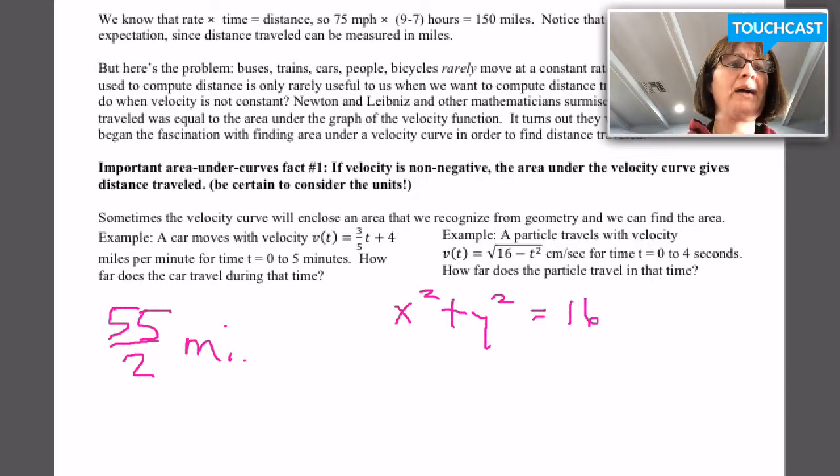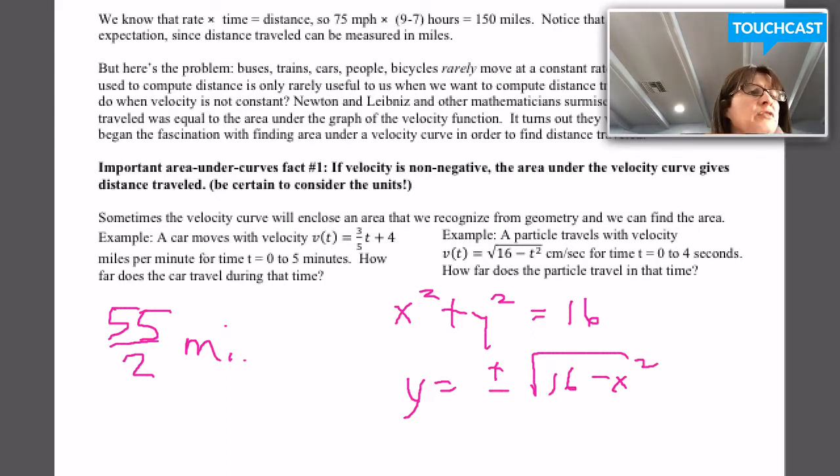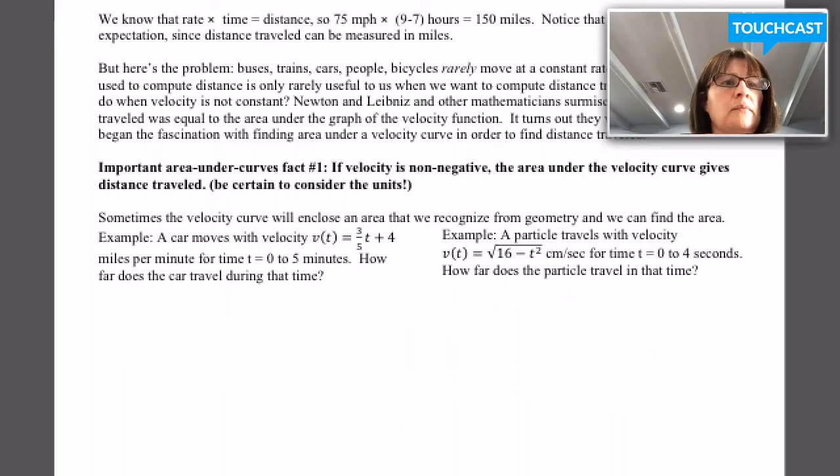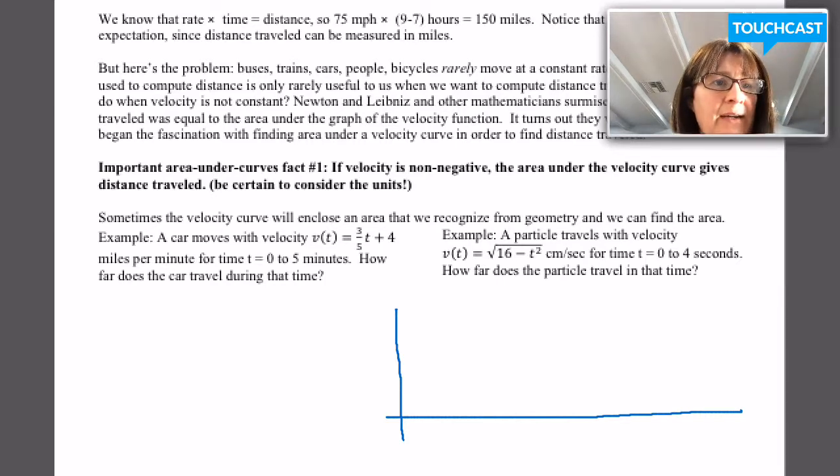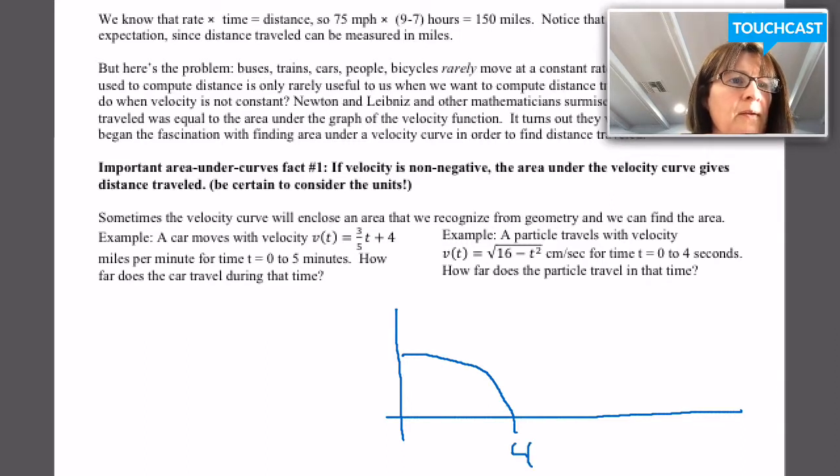Notice if I tried to isolate y, I'd get y equals the positive or negative square root of 16 minus x squared. So the velocity function I've been given here, it's just the positive square root, trying to solve the equation for a circle for y. So I've been asked to find essentially the area of this quarter circle, pretend that's a quarter of a circle. Really, there's a semicircle up here that starts from -4 and goes to 4.